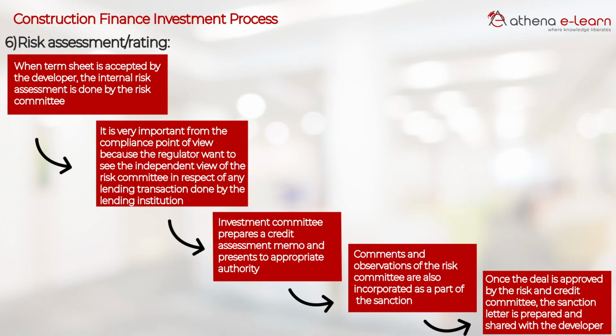This is very important from the compliance point of view, because the regulators would want to see the independent view of the risk committee in respect of any lending transaction done by the lending institution. Post this, the investment team prepares a credit assessment memo and presents it to the deal approving committee, including the board. The comments and observations of the risk committee are also incorporated as a part of the sanction. And once the deal is approved by the risk and the credit committee, the sanction letter is prepared and shared with the developer.